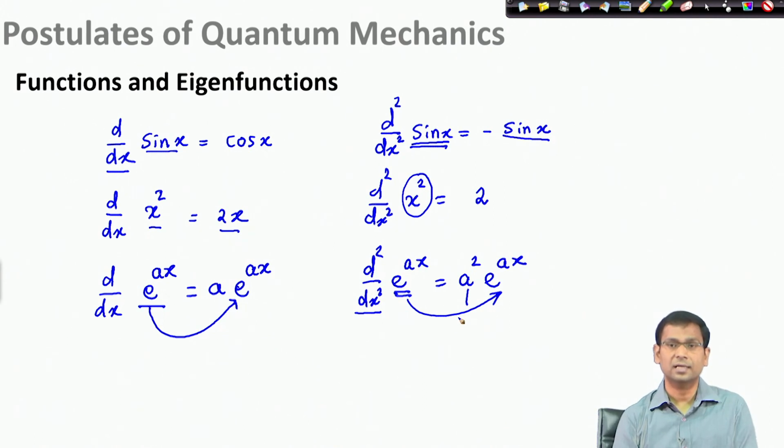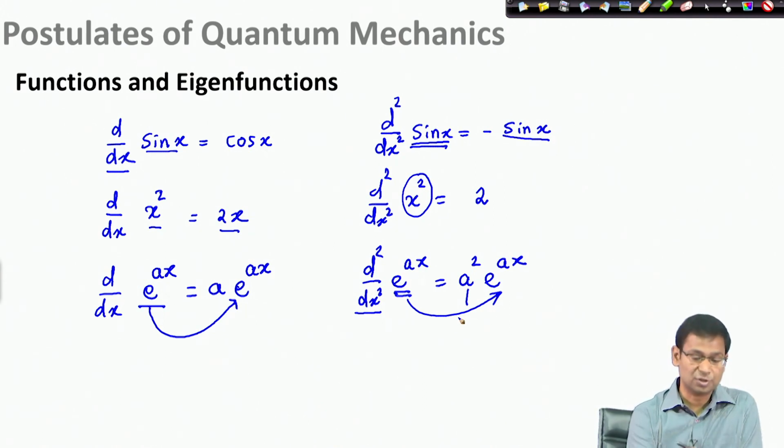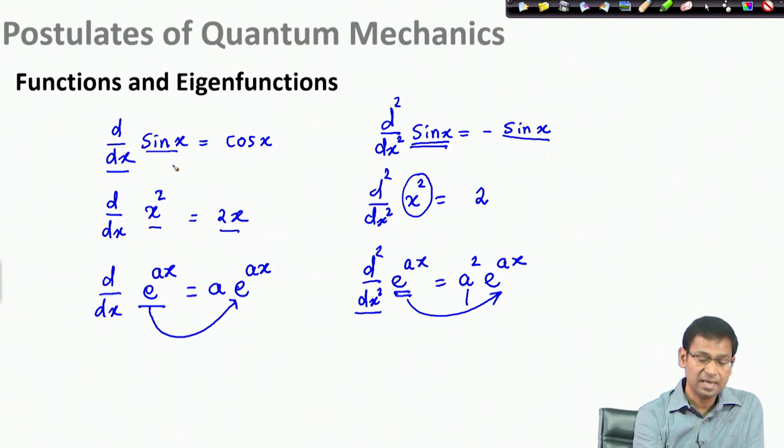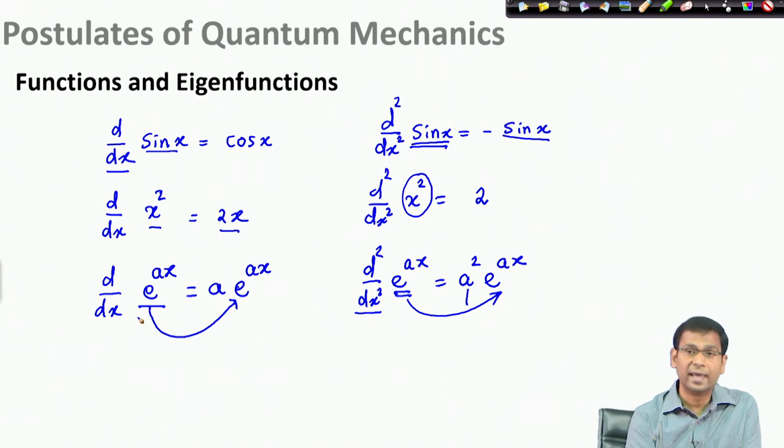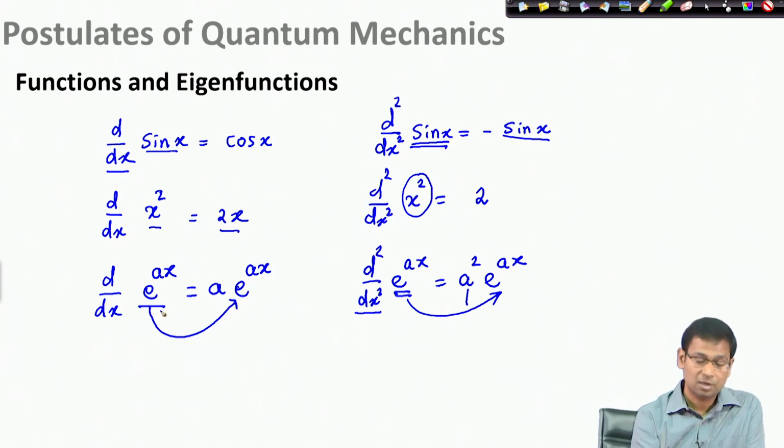So, we see that there are two different types of functions. In the first set of examples, sin x and x square got transformed to a different function, whereas e to the power a x got back the same function after acting the operator d by dx. In this case, when the action of an operator reproduces the same function multiplied by some constant, then this function is not merely an ordinary function, rather it is a characteristic function of this operator, and this goes by the name eigenfunction.